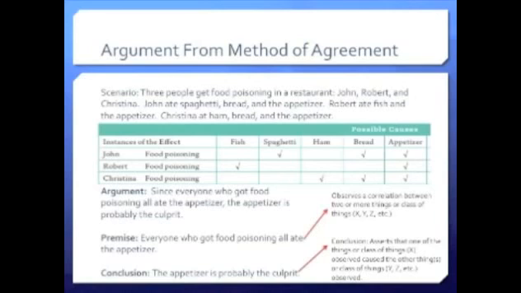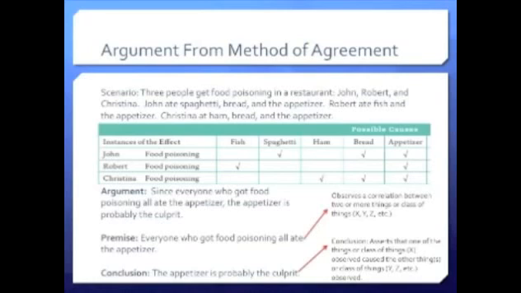Now, based on this information, we can go on to construct the following causal argument. Since everyone who got food poisoning all ate the appetizer, the appetizer is probably the culprit. The premise of this argument is the statement, everyone who got food poisoning all ate the appetizer. And the conclusion is the statement, the appetizer is probably the culprit. Notice how this argument follows the general form of a causal argument.